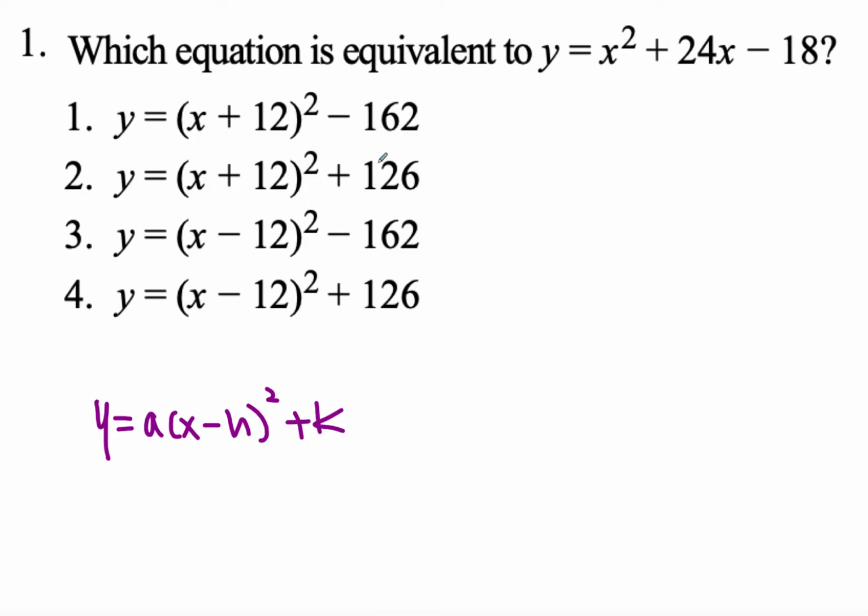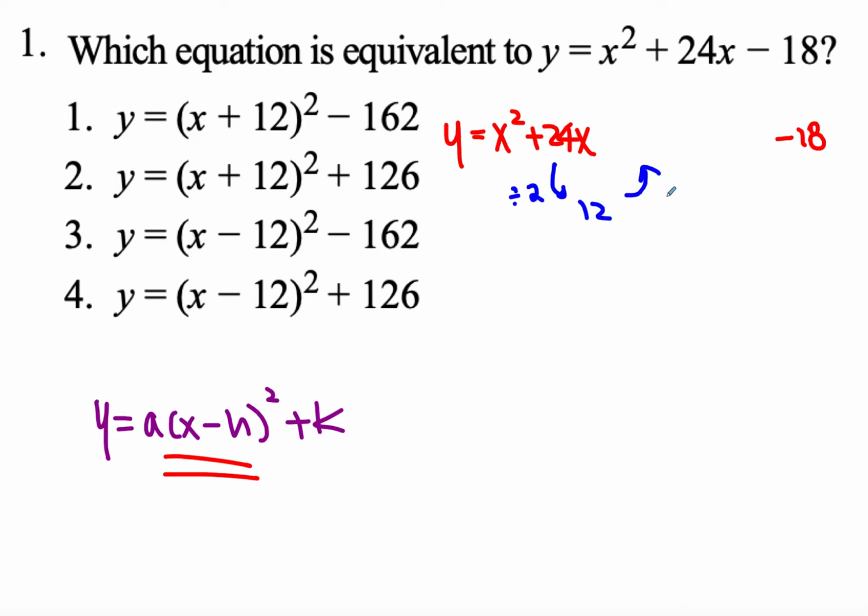In order for you to get to this point, you need to complete the square. How would you do it? I'll rewrite this one as y equals x squared plus 24x, leaving myself some space here, minus 18. The number you need to complete the square: divide 24 by 2 to get 12, and square that, which becomes 144. Since I'm going to add 144 to complete the square, I have to subtract the same amount to undo adding 144.